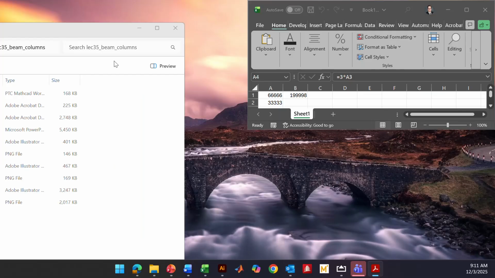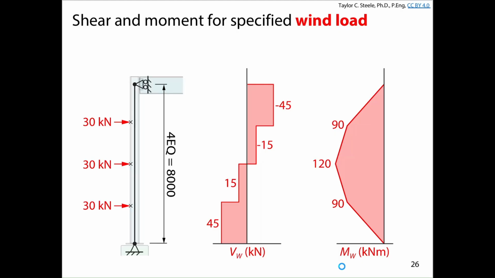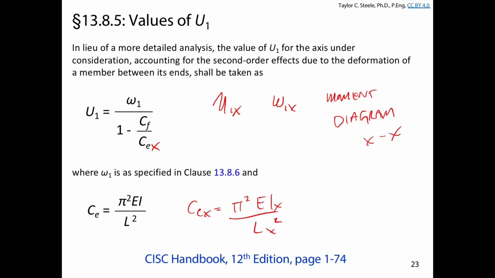use those. I don't know why that keeps doing that all the time. Bring up a PDF, gets rid of the screen. But the first thing we need to do is look at what CEX would be. Basically, we need to figure out what U1 is.